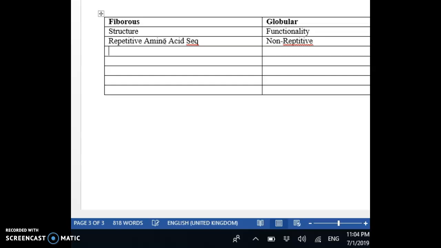Right, now the amino acid sequence, so let me just write that there. So I'll put amino acid sequence, that works for everyone.